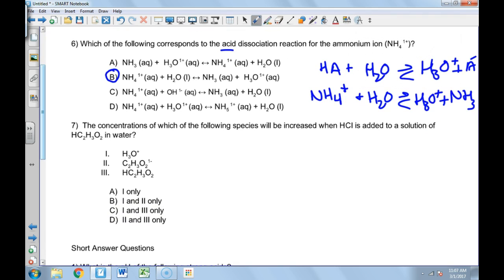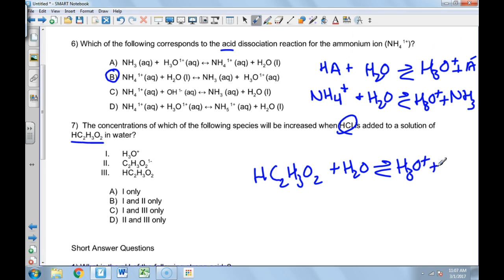Now the last question is Le Chatelier's principle, and here we kind of have to write a reaction to see what's going on, and then we can do the Le Chatelier's principle. It says, which of the concentrations will be increased when HCl is added to a solution of acetic acid? So HC2H3O2 plus H2O is in equilibrium with H3O plus and C2H3O2 minus. Now HCl is a source of this guy right here.